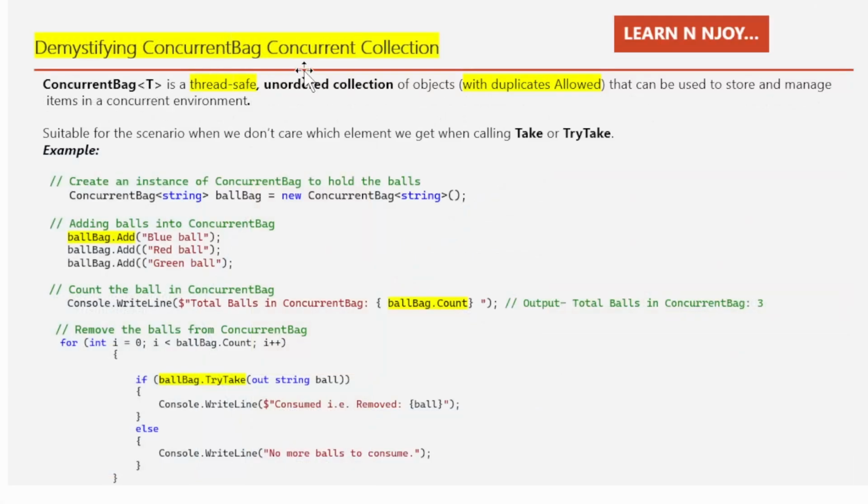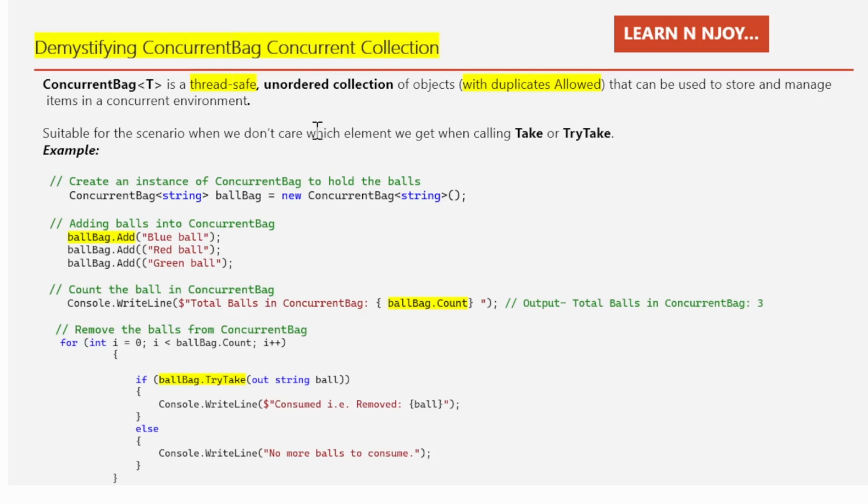Demystifying the ConcurrentBag concurrent collection. So what is ConcurrentBag? ConcurrentBag<T> is a thread-safe unordered collection of objects, with duplicates allowed, that can be used to store and manage items in a concurrent environment. So where is it suitable? It's suitable for scenarios where we don't care which element we get when calling the Take or TryTake methods.